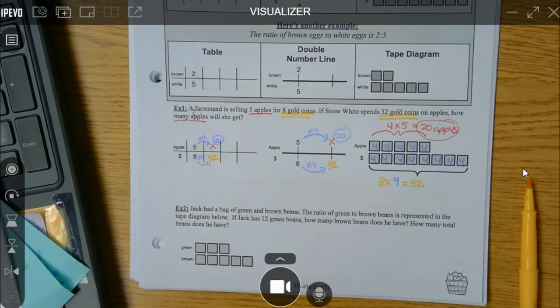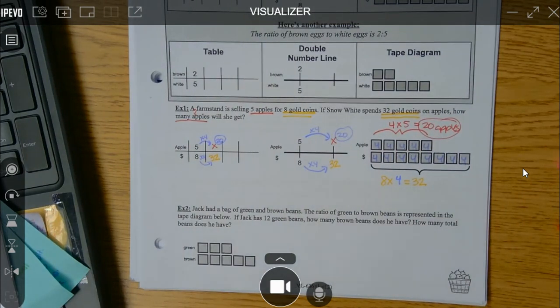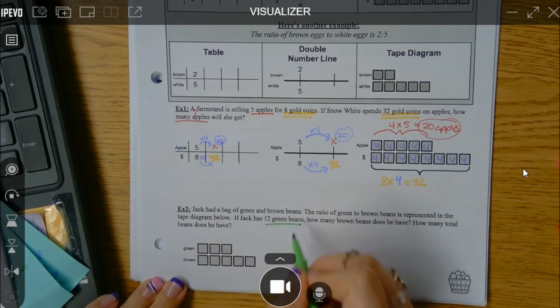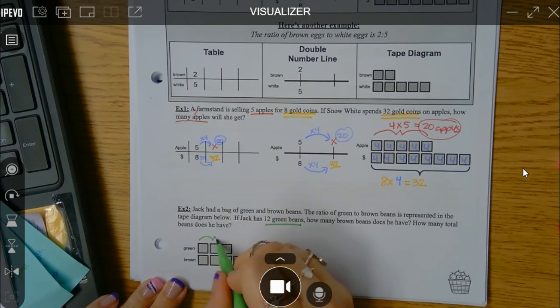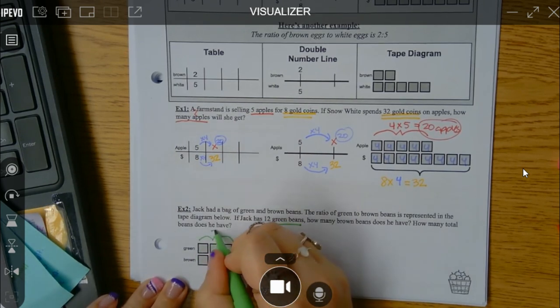It says, Jack had a bag of green and brown beans. Okay, so we have green and brown beans. That's why I labeled this here. Then it says the ratio of green to brown is represented in the tape diagram below. If Jack has 12 green beans, okay, so that means that the green, this one, is representing 12.